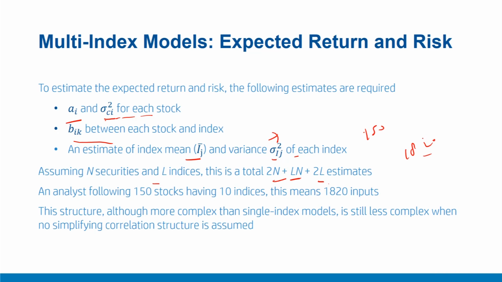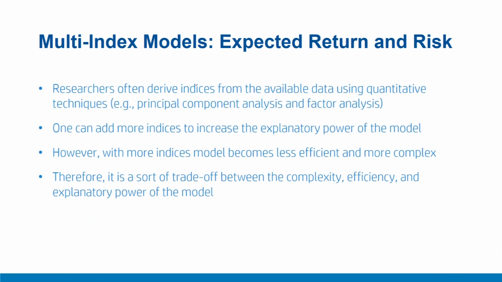Generally, analysts start with the single index model, which is usually the market index, and then keep on adding industry indices. This structure, although it is slightly more complex than single index models, is still less complex than when no simplifying correlation structure is assumed. Please note that these industry indices are so constructed that they are uncorrelated with each other as well as with the market. The basic assumption here is that a firm's return can be affected by market and some other industries.